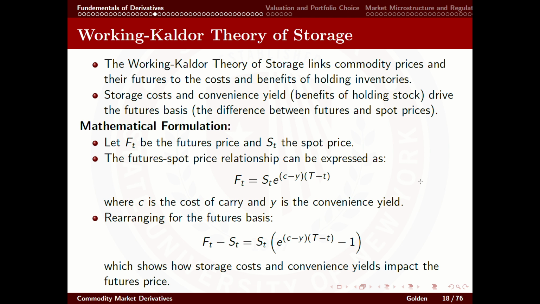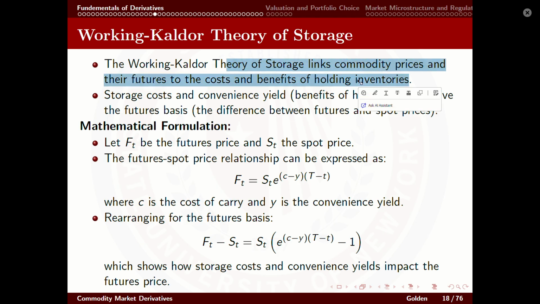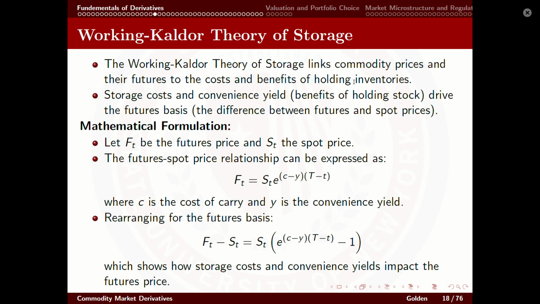After the Keynes-Hicks theory of hedging pressure, you have the opposing Working-Kaldor theory of storage. In the Working-Kaldor theory of storage, you attempt to explain contango and why you often see contango in some commodities. This theory of storage links commodity prices and futures prices to the costs and benefits of holding inventories.